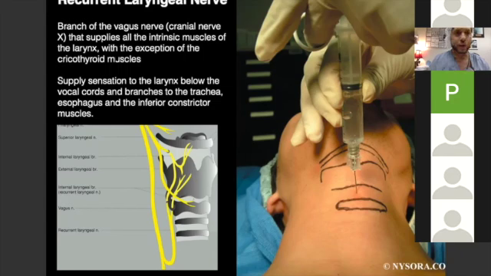So this is the recurrent laryngeal nerve. It's a branch of the vagus nerve that supplies the intrinsic muscles of the larynx. So the recurrent laryngeal gets the intrinsic muscles of the larynx, versus the superior laryngeal external branch, which gets the cricothyroid muscle, which tensions the vocal cords, and supplies sensation to the larynx below the vocal cords and branches to the trachea, esophagus, and pharyngeal constrictor muscles.